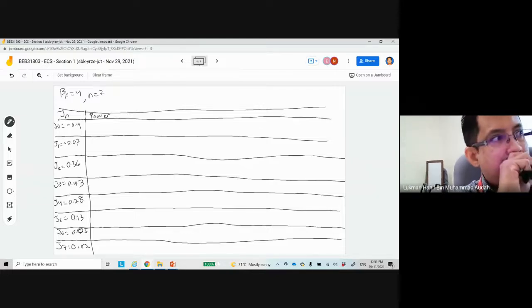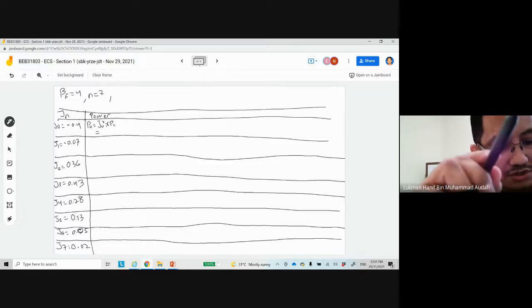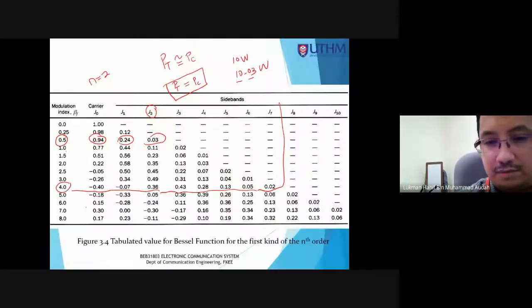Okay. So P0 is equal to J0 square multiplied with PC. So ini bersamaan dengan berapa? 0.4 square. Remember that PC, how much is PC from the question? The question, okay, back to the question.